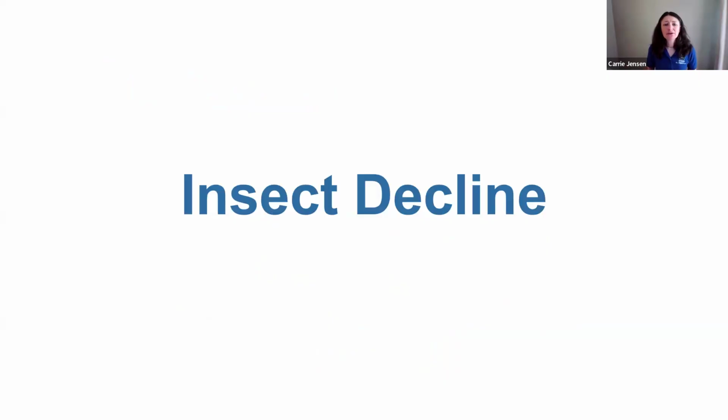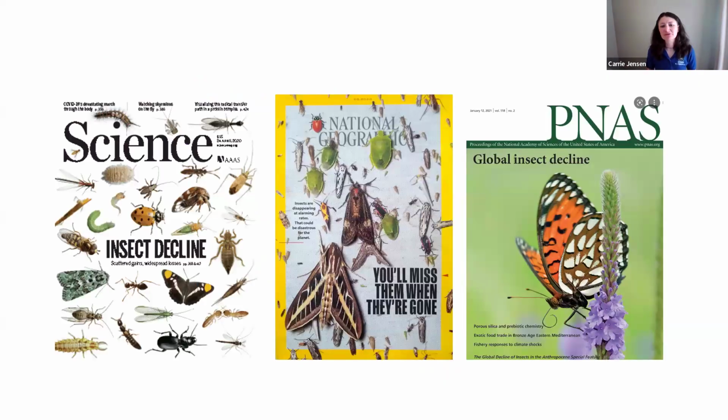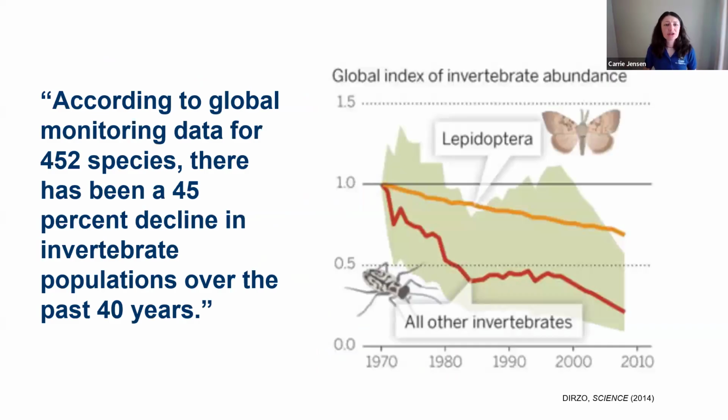I also wanted to point out that insects are in decline. You've probably seen this in the news and different publications and headlines over the last decade or so. Entomologists are really concerned. As a general trend, the data I'm looking at here, this graph, was a compilation of monitoring data of 452 species and showed a 45% decline in invertebrate populations over 40 years for those 452 species.